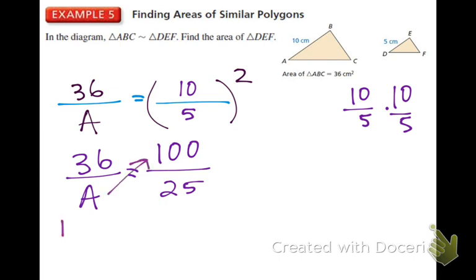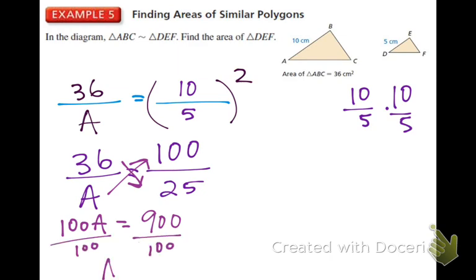Cross multiply and you get 100A. 36 times 25, isn't it 900? It is. So divide by 100, and the area equals 9. Then we use our units. It is in centimeters squared. That's it. So same formula. The only thing is you have to square the second fraction. Questions, comments, concerns?